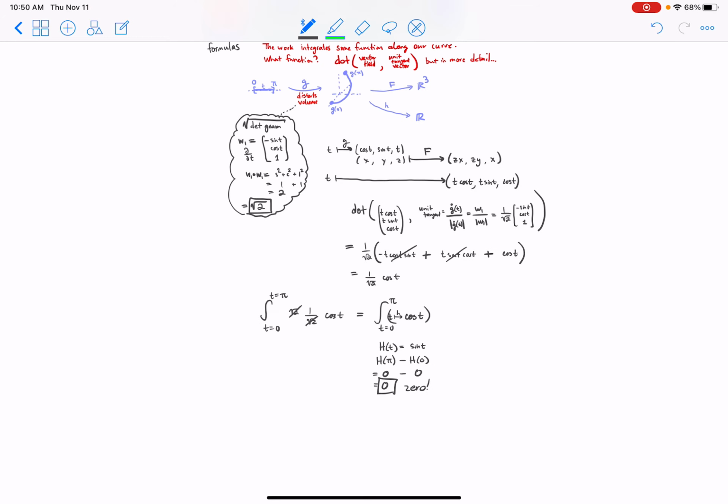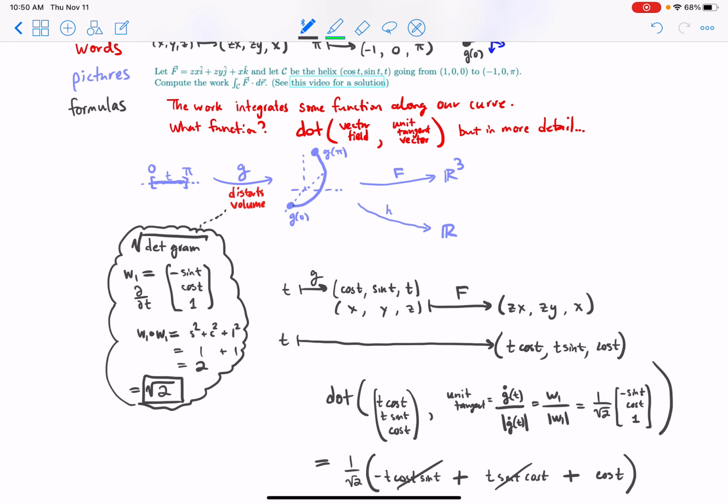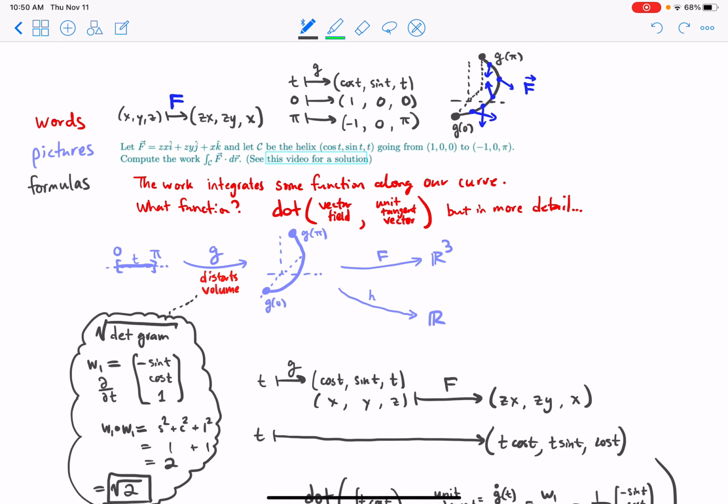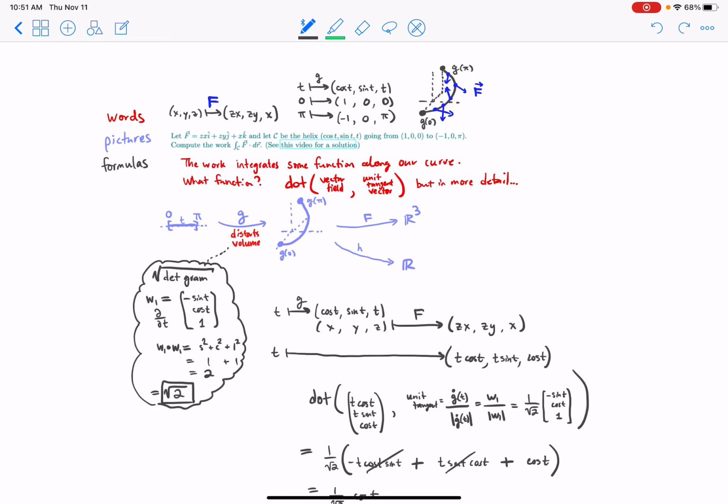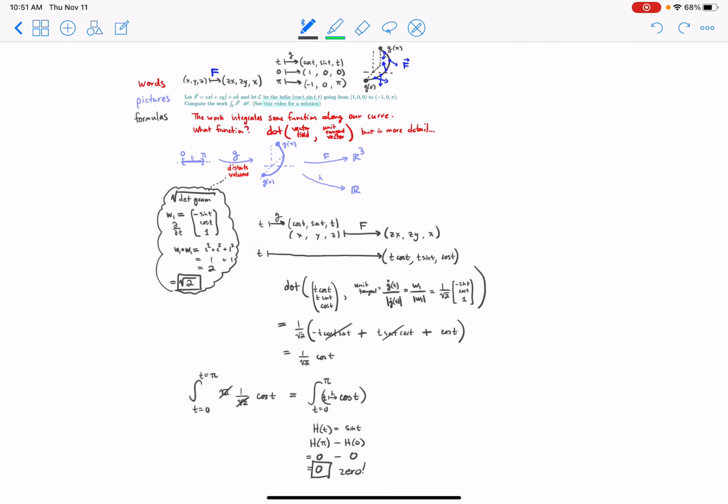So that means that as this curve is winding up through space, this vector field is pointing in all these different directions, but overall, the amount that it's going along the curve and the amount that it's going against the curve cancel out exactly. And so the overall work of moving along this curve in this vector field, sort of a force field, is 0.